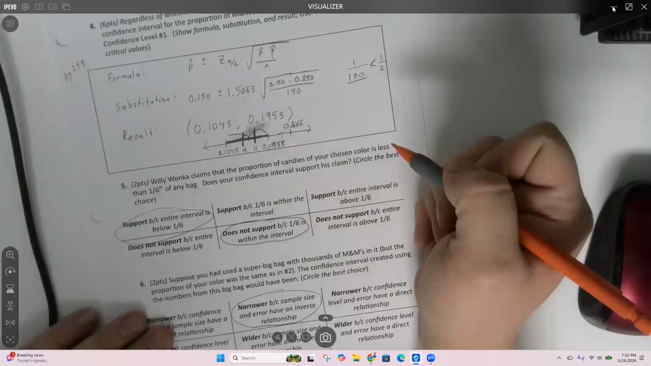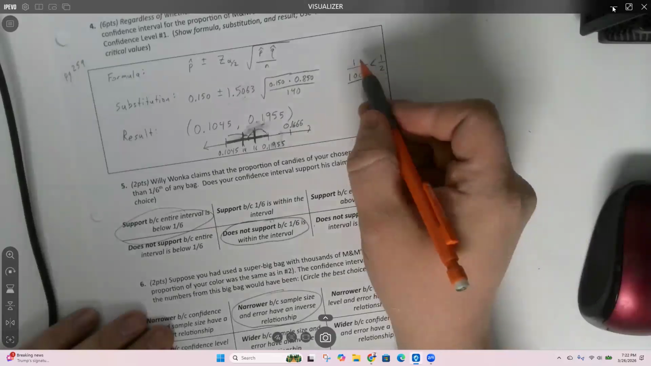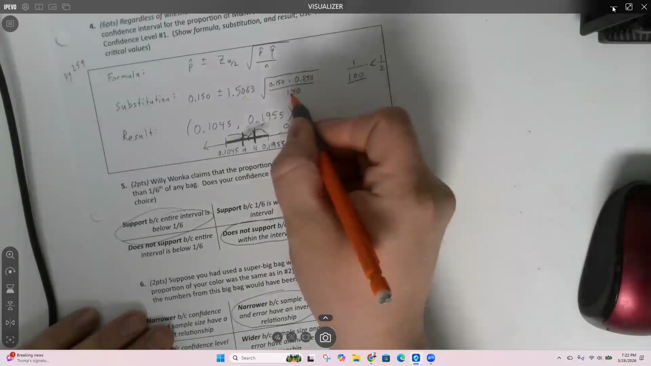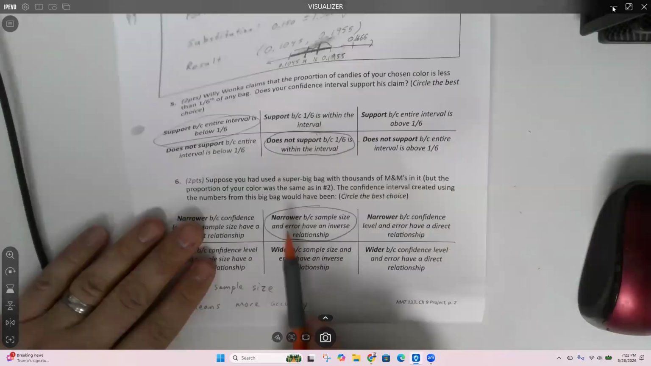When you have a large number in your denominator, it means your result, your fraction, is very small. So putting a large number in your sample size means you have a small error. Okay. So everybody should be choosing this one.